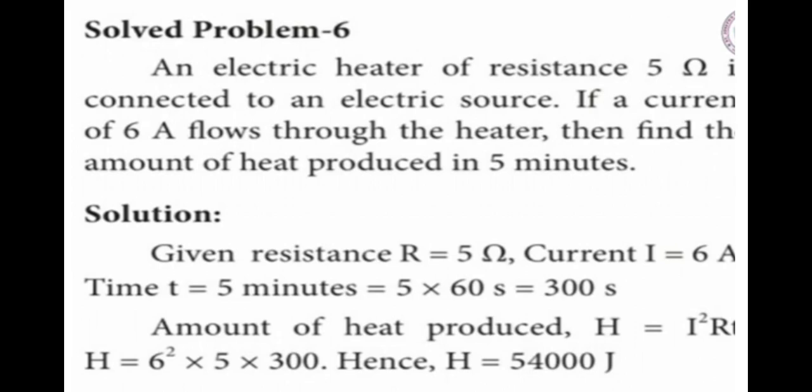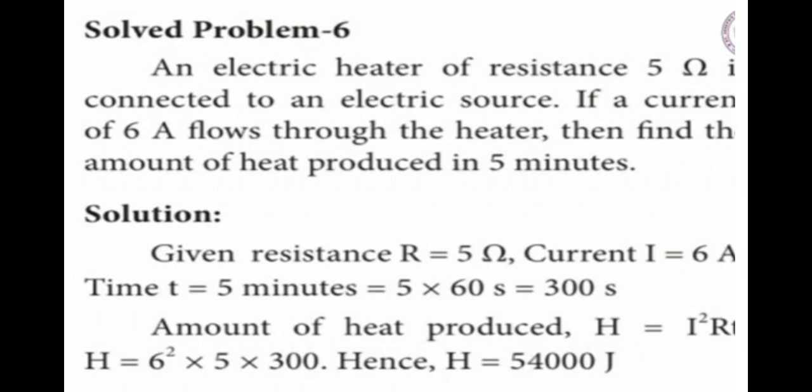6 ampere of current flows through the heater. What do you want to find? Find the amount of heat produced in 5 minutes. Given R is equal to 5 ohm, current I is equal to 6 ampere, then time t is equal to 5 minutes.